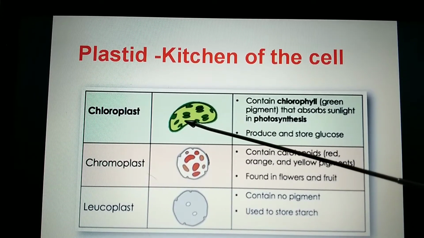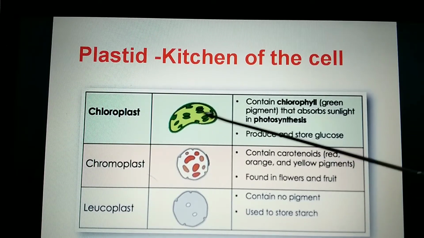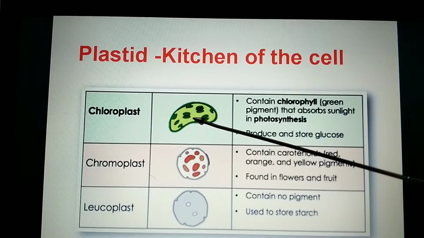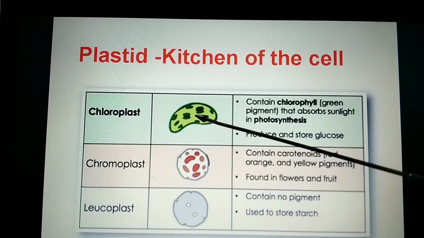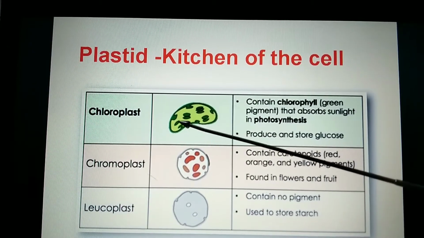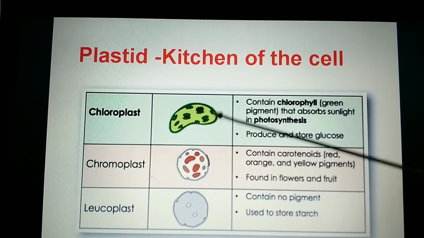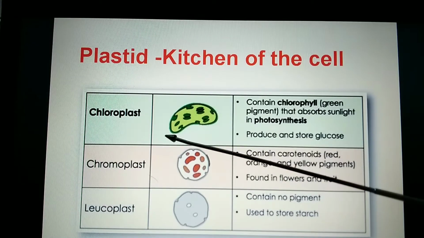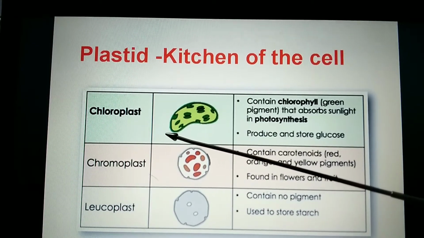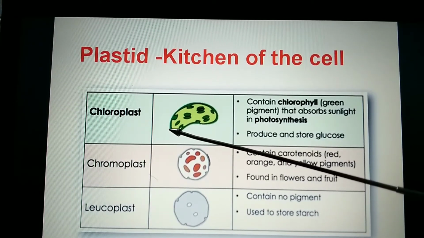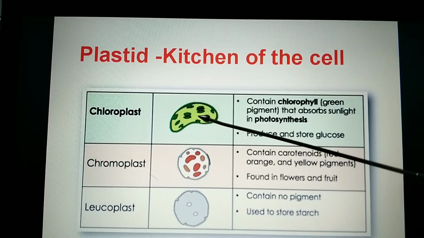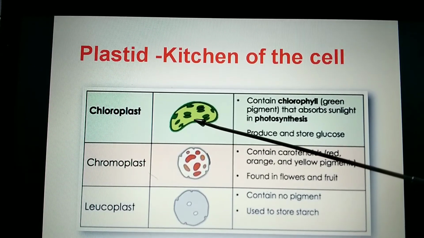Next is the stroma. This fluid-like structure which is present within the chloroplast is called stroma. It is the homogeneous mixture in which these grana are embedded and contains a variety of photosynthetic enzymes, starch, DNA, and ribosomes. All are present within the stroma of the chloroplast.